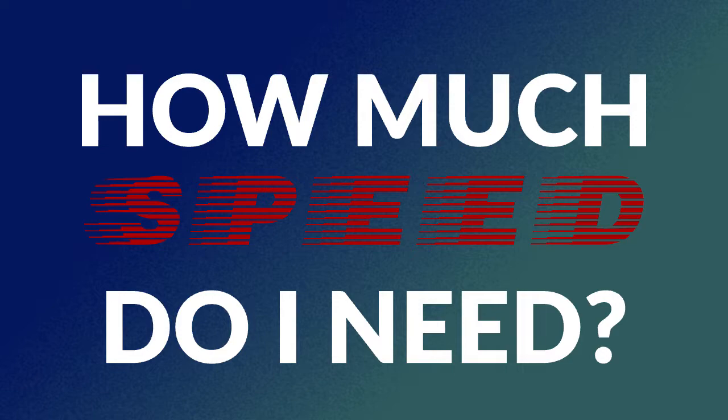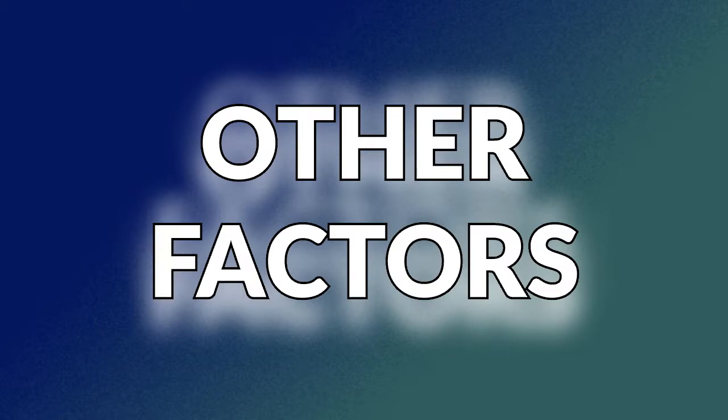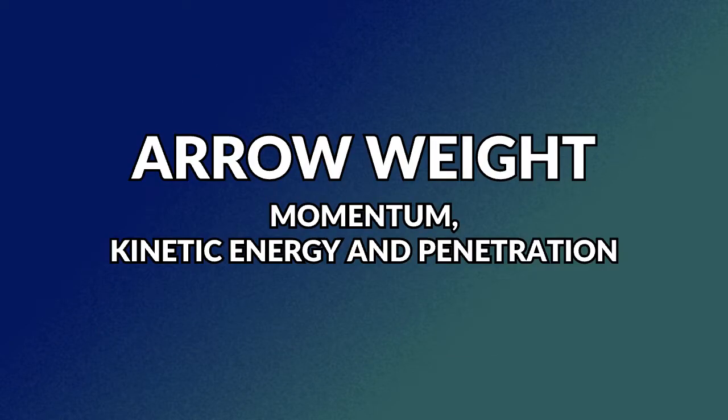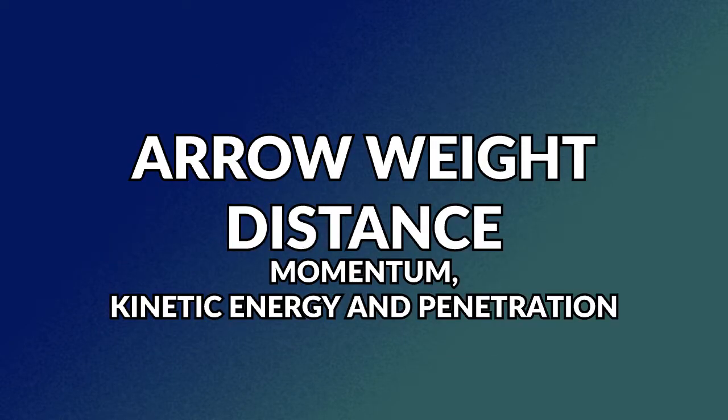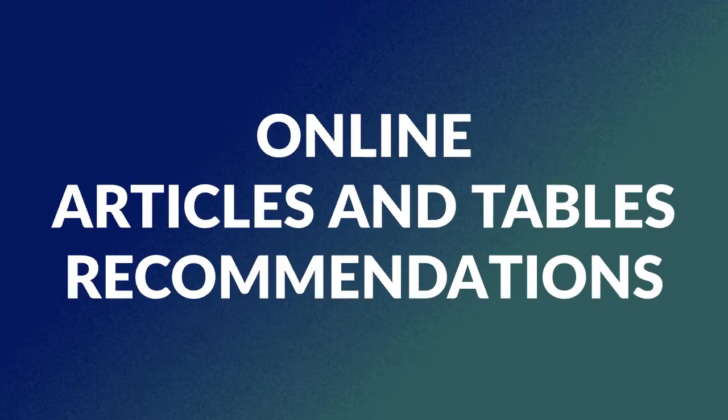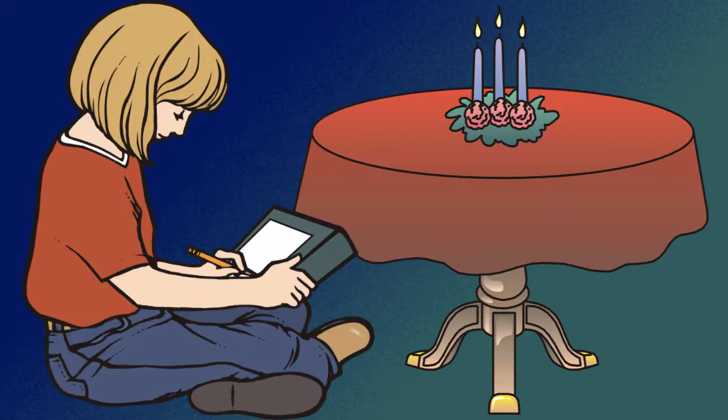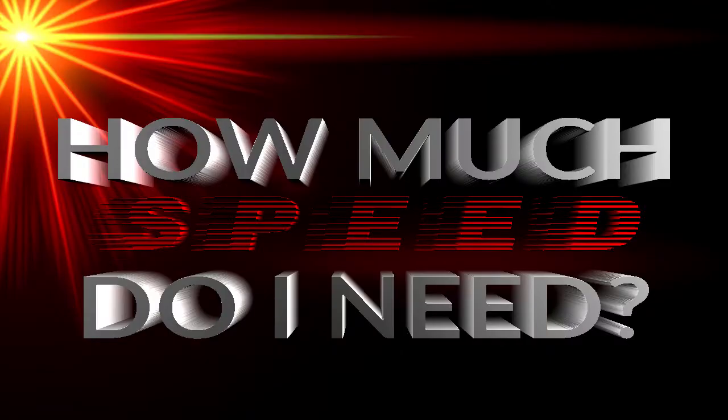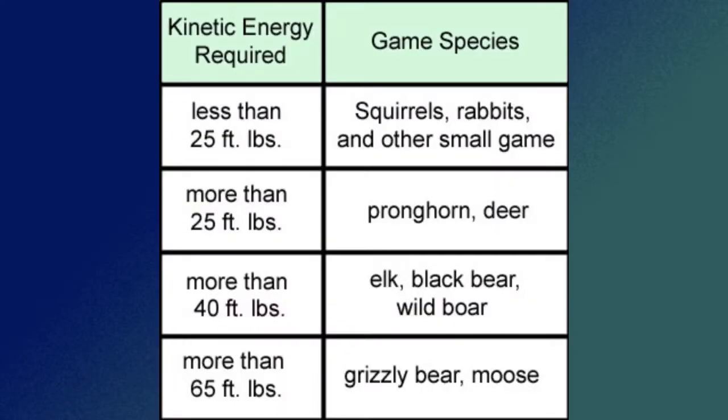It's difficult because speed is not the only factor we need to consider. Other factors include, but are not limited to, arrow weight, distance, budget. If you go online, you'll find all kinds of articles and tables that give recommendations for what is needed to kill most any type of animal. You can add this video to the list if you want. You will find tables that look something like this one. You see that there is nothing mentioned about speed, arrow weight, etc.